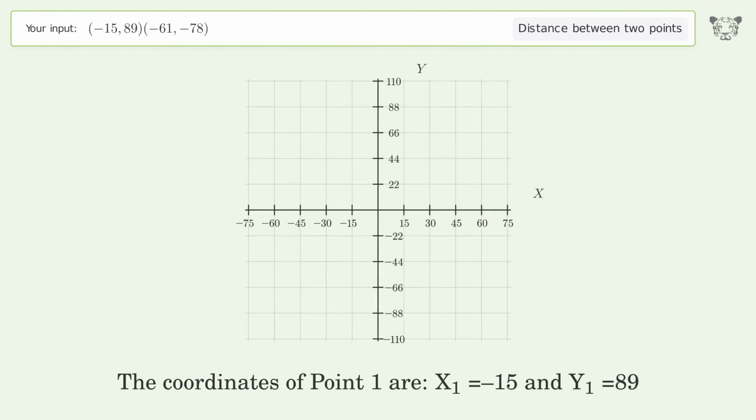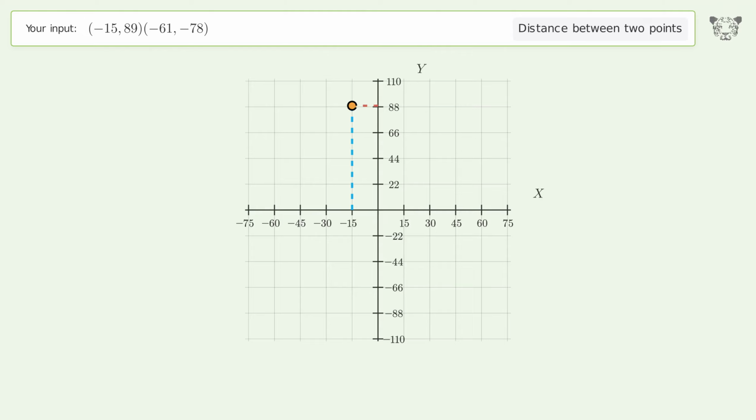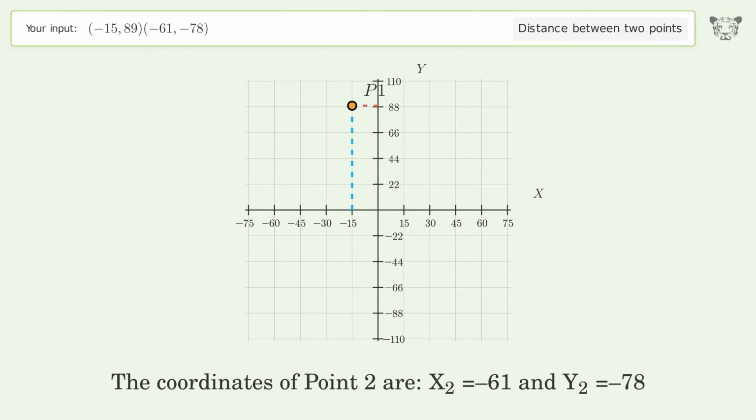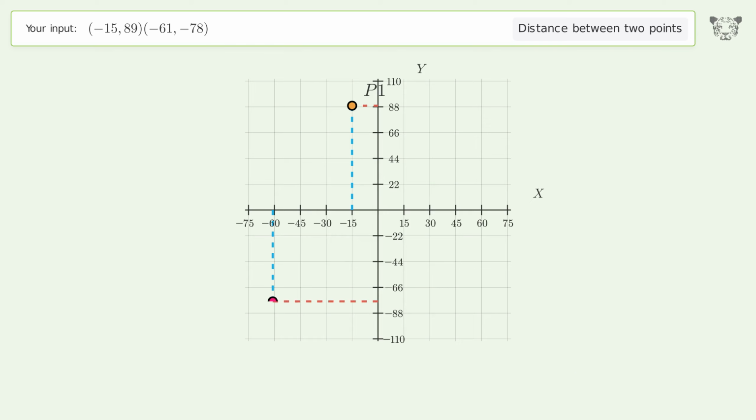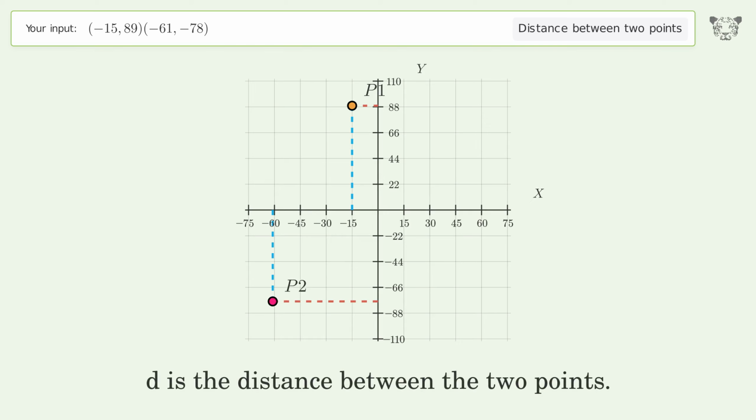The coordinates of point 1 are, x1 equals -15 and y1 equals 89. The coordinates of point 2 are, x2 equals -61 and y2 equals -78. D is the distance between the 2 points.